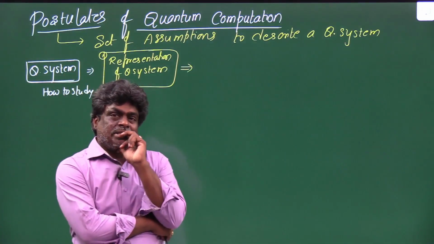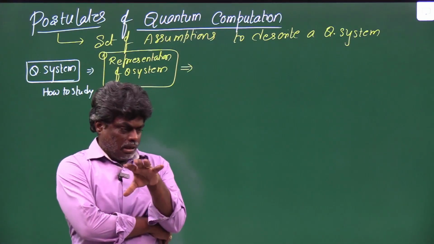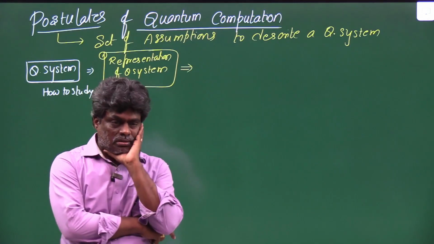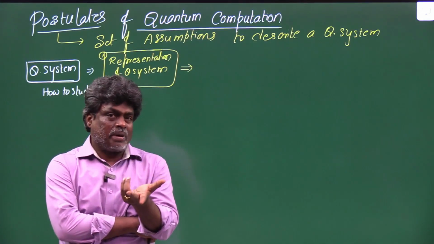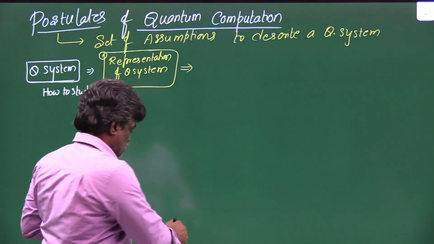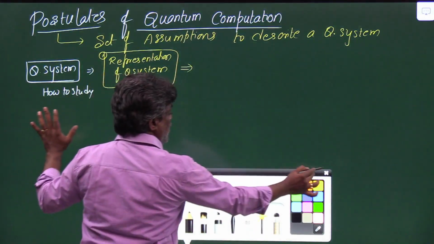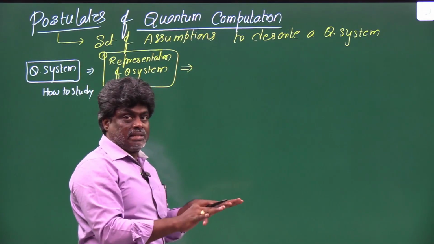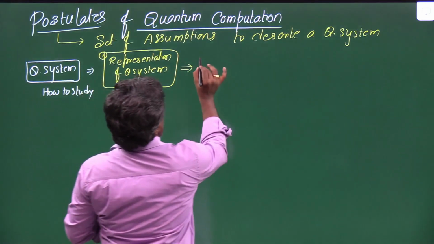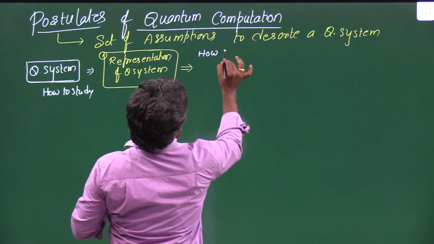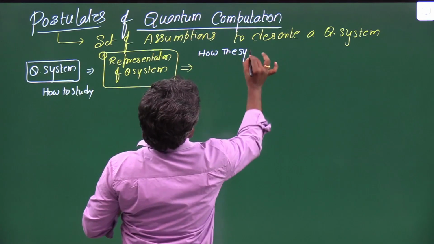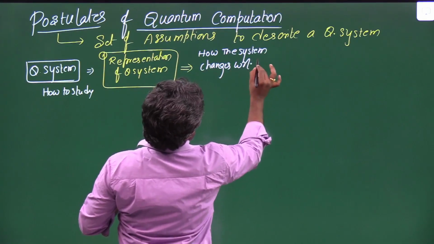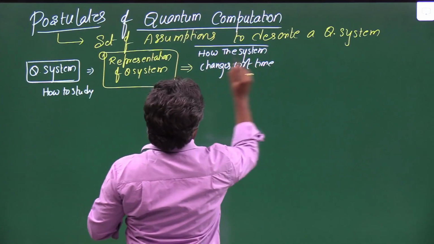After representing a system, what will you think? Okay, I know the system at morning 5 o'clock. What could be the system at evening 5 o'clock? That means how it is changing with respect to time, right? That is your next step. I prepared a system, but how is it varying with respect to time, whether it is changing or not. That means we will study how the system changes with respect to time. Is it okay?